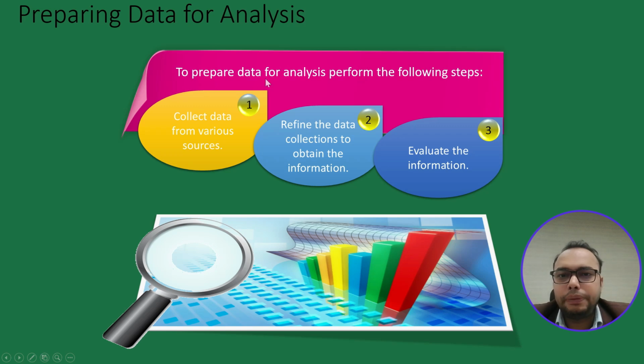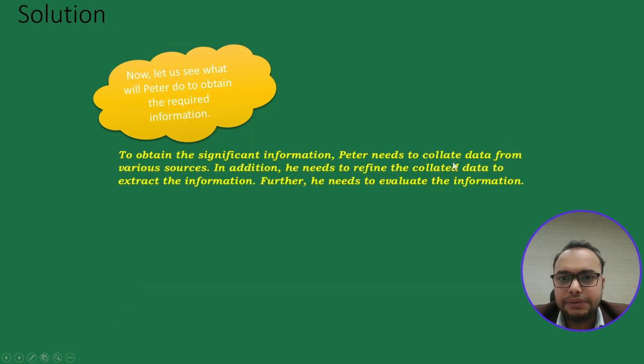Preparing data for analysis. To prepare data for analysis, perform the following steps: collect data from various sources, refine the data, obtain the information, evaluate the information. Like I just told you previously. So let's see what Peter will do to obtain the required information. To obtain the significant information, Peter needs to collect data from various sources. First, he will collect data from various sources. In addition, he needs to refine the collected data to extract the information. Further, he needs to evaluate the information. Extract means information. To extract, करना, information निकालना.